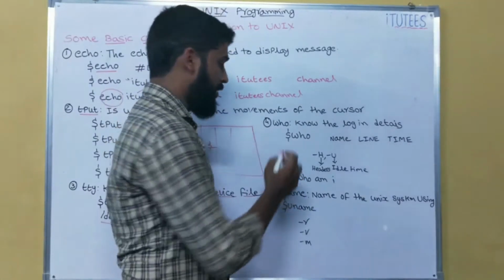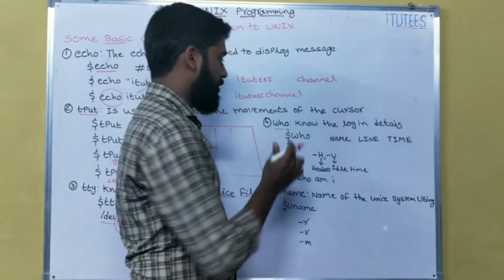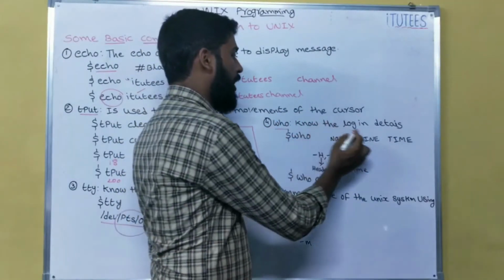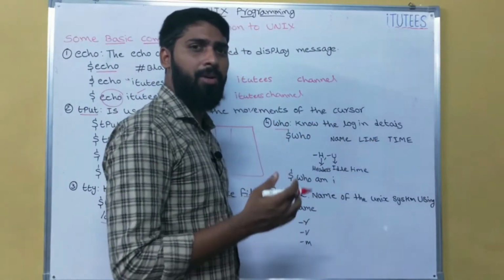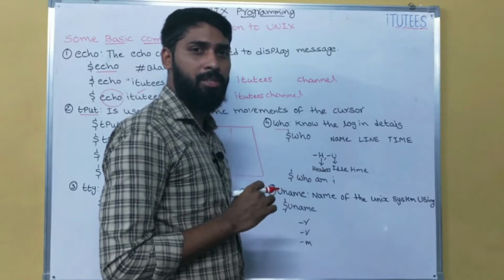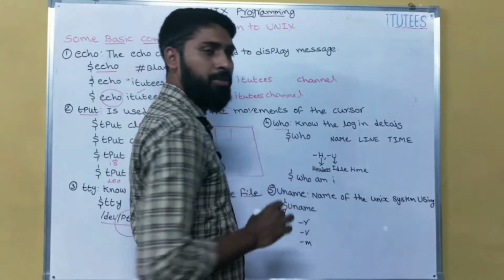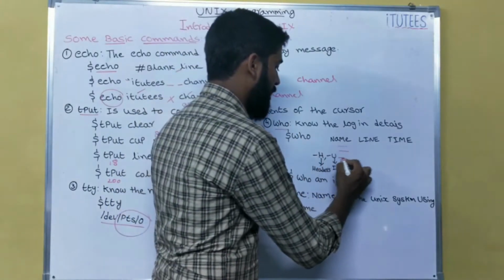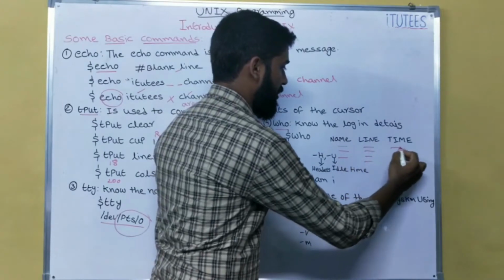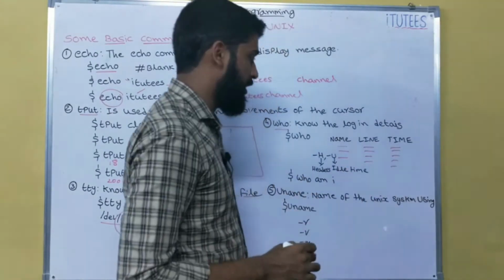So next command, who. This command is used to know the login details. For example, if I want to know who is logged in to the system currently, then I can use who. Then it displays the names, the devices and the time of login.